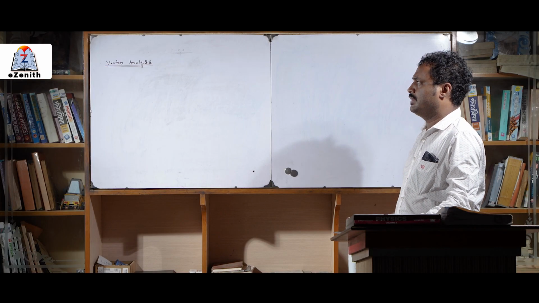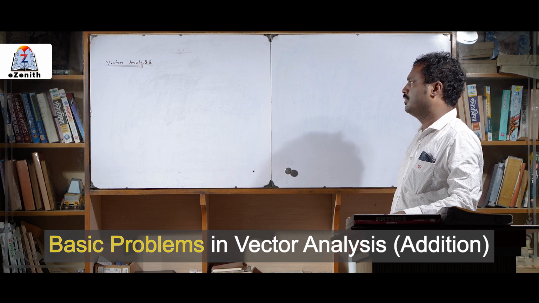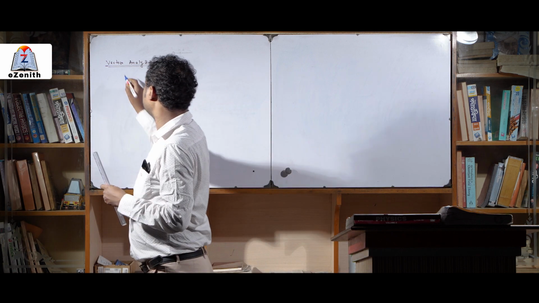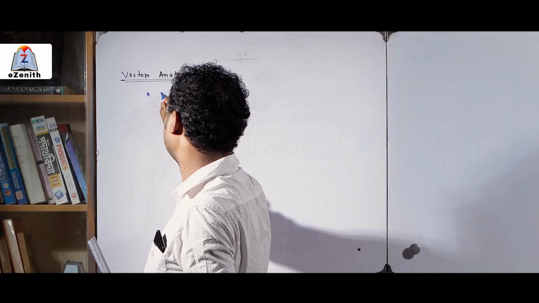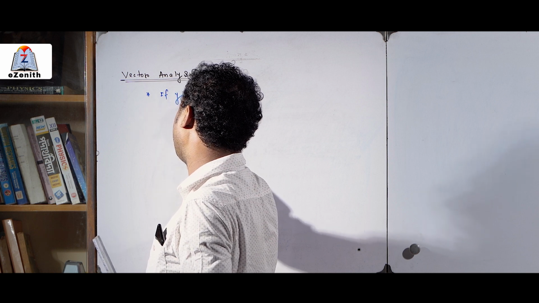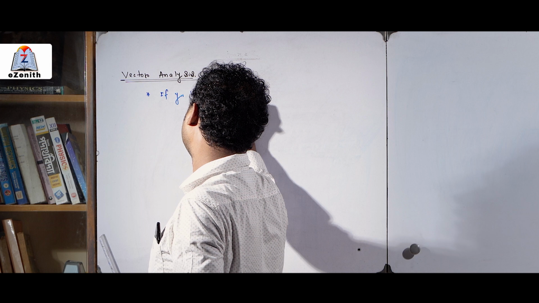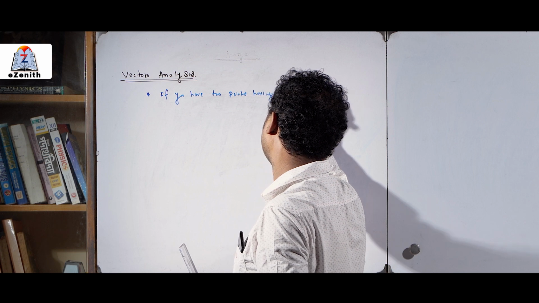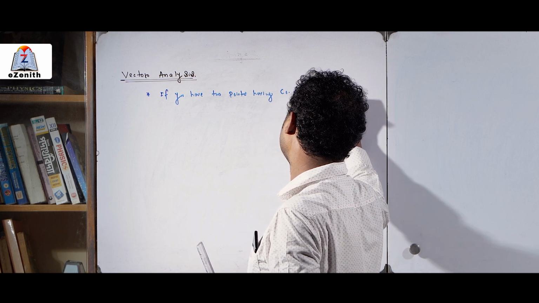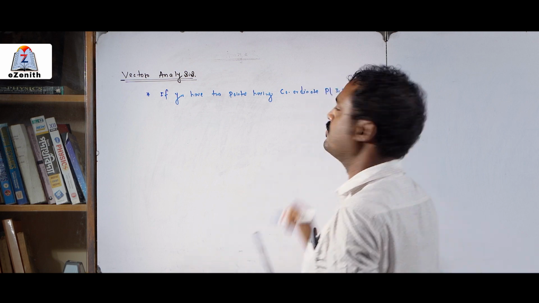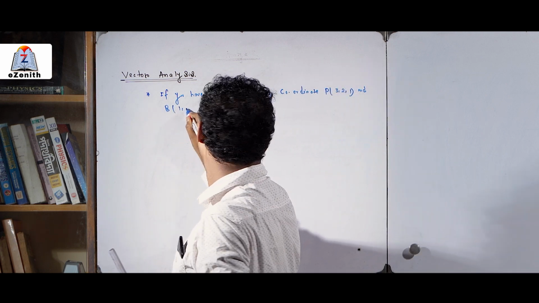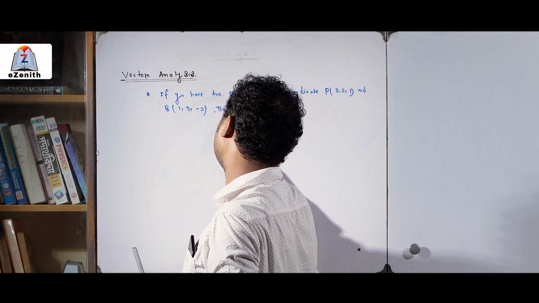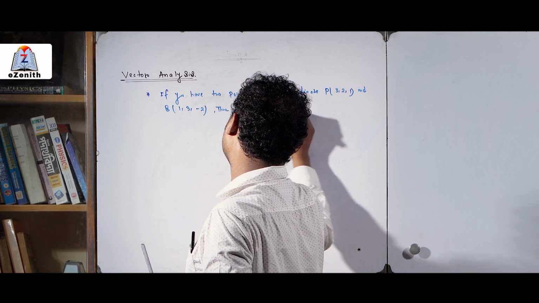Now we discuss some basic problems from vector analysis. That is, today's topic is the vector addition. So our first problem is here from triangle. If you have 2 points having coordinates P (3, 2, 1) and Q (1, 3, -2), then find out the PQ vector.